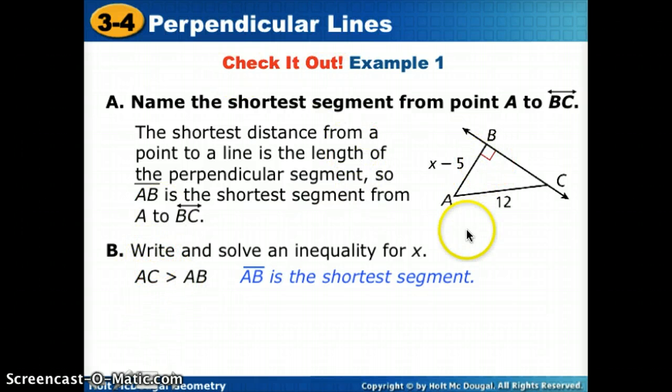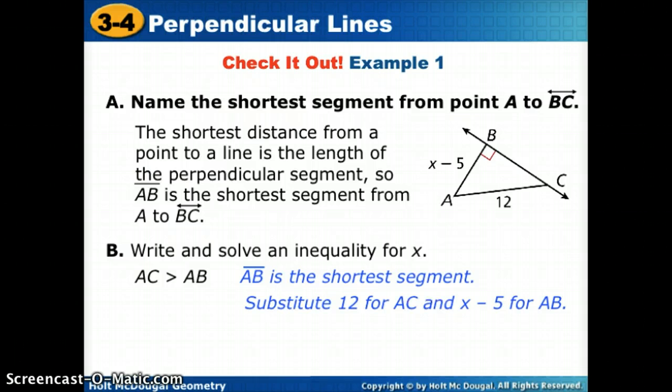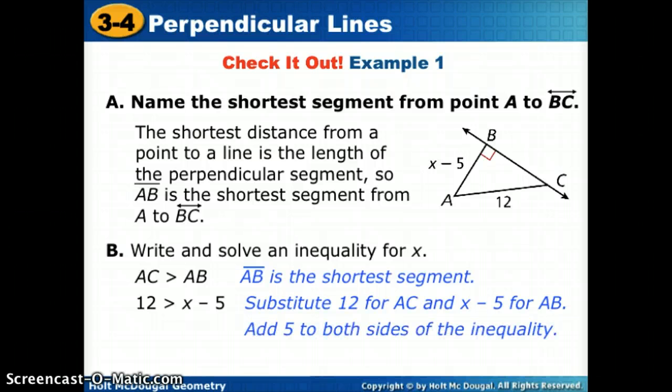Now we'll take their measures. AC is 12, and AB is x minus 5. So if we plug their measures in, we solve just like we would solve for x before. We're going to add 5 to both sides, and we're going to get that 17 is greater than the value of x.